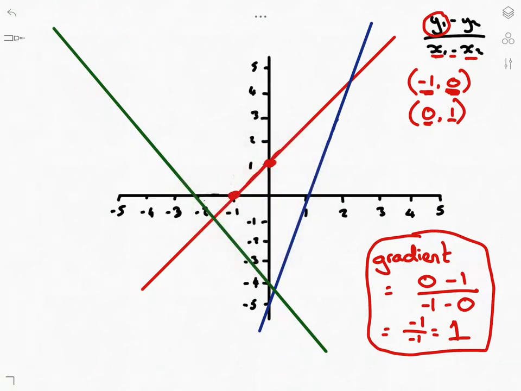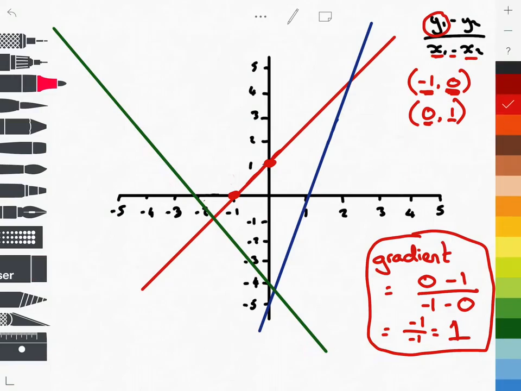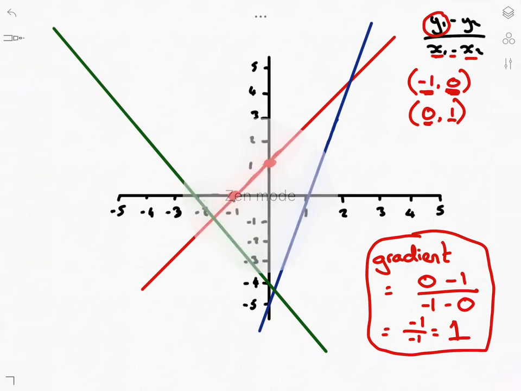Why don't we do the blue one? So you can see this line's steeper than the red line. So the red line had a gradient of 1. This line is going to be steeper, so we know the gradient's going to be higher. Okay, we're going to do the same thing though. Let's do our sort of checking method. We're going to choose our 2 points. I'm choosing there again to make it easy because we've got zeros in there.